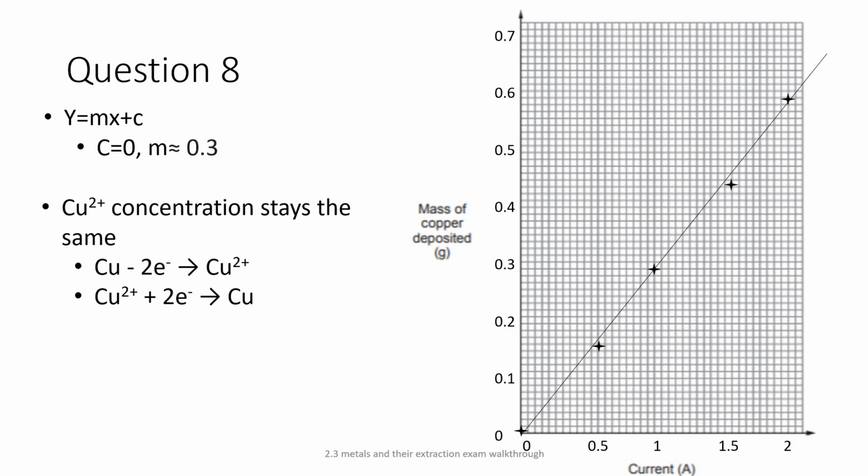The next part, the solution will stay blue as the concentration of the copper ions will stay the same, as copper will gain at one electrode but lose at the other.